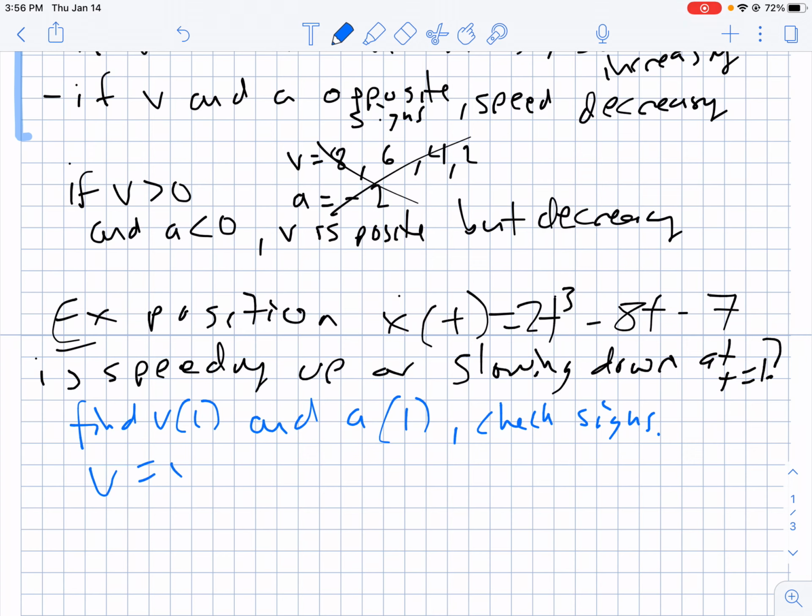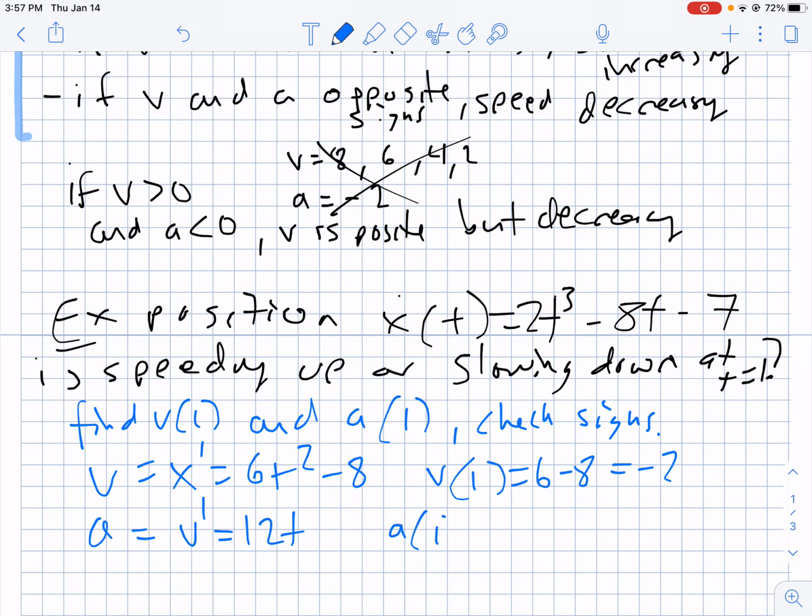So my velocity would just be x prime, so that would be 6t squared minus 8. So my velocity at time 1 would be 6 minus 8, which is negative 2. Your acceleration would be the derivative of velocity, so that would just be 12t. So my acceleration at time 1 would equal 12 times 1, which is 12.